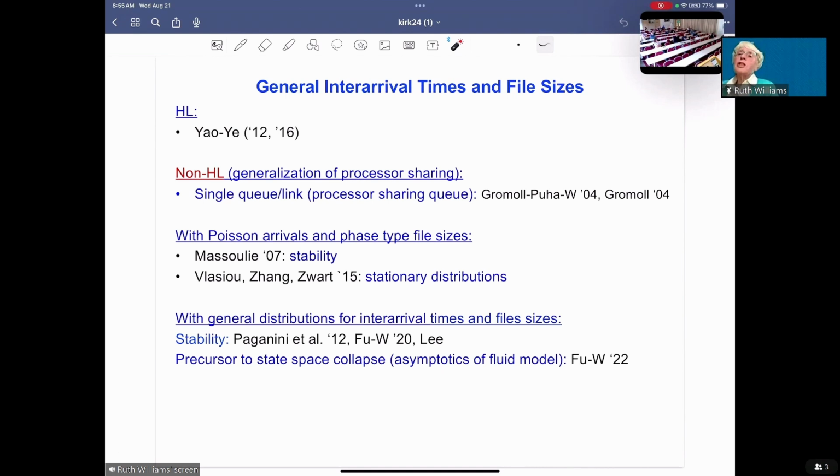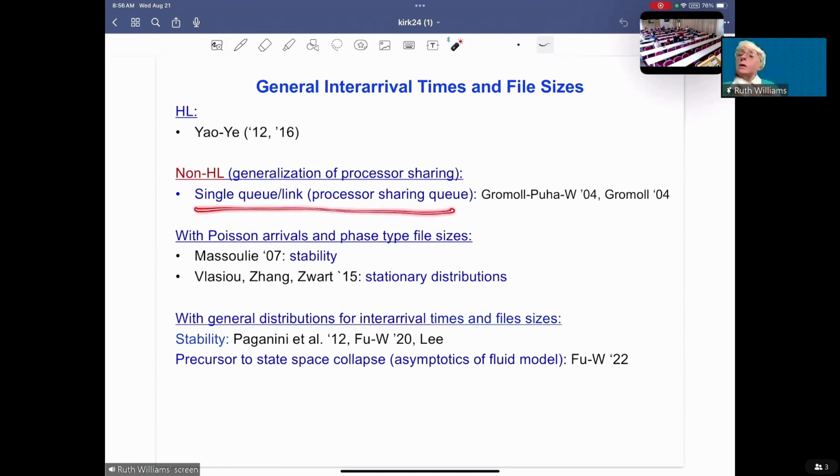With this bandwidth sharing model, I talked about the exponential and Poisson assumptions. It's natural to try and generalize those, and that's actually been done when you do head of the line service. That is where files queue up in the order in which they arrive. However, in fact, in the bandwidth sharing model the bandwidth is being shared equally amongst all of the files on a route. And so that's more like a processor sharing kind of discipline, which would be a non-head of the line discipline, and there's still a lot to be done on those kinds of models.